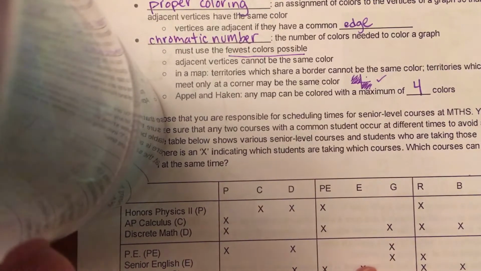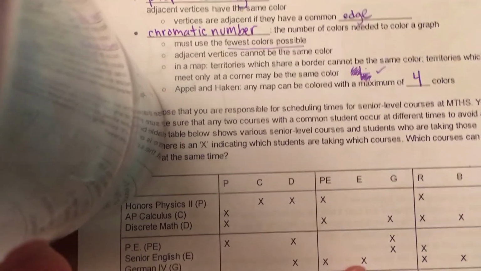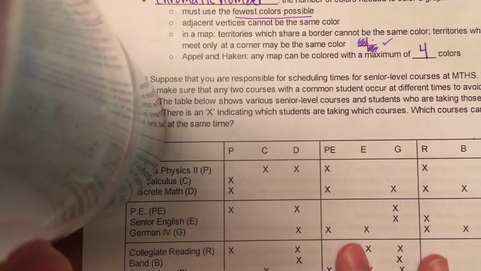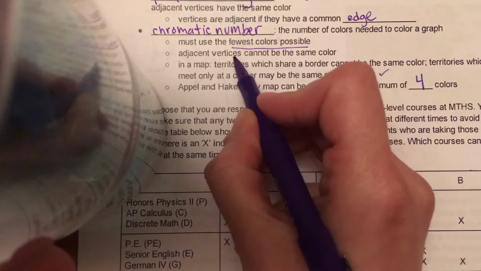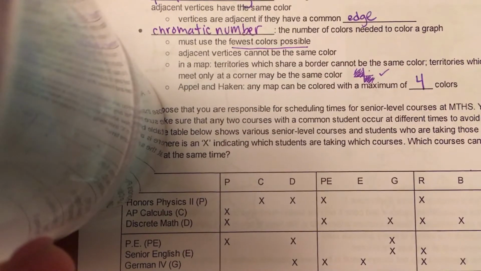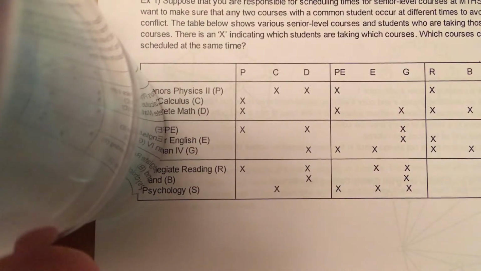So we're going to take a look at some examples of graph coloring, some problems in context, some applications of graph coloring, keeping in mind we always want to use the fewest colors possible and adjacent vertices cannot be the same color. So the first example we're going to look at, you guys actually have some exposure to. When we talk about schedules, that's actually a graph theory problem.